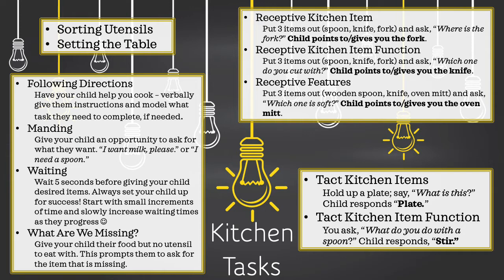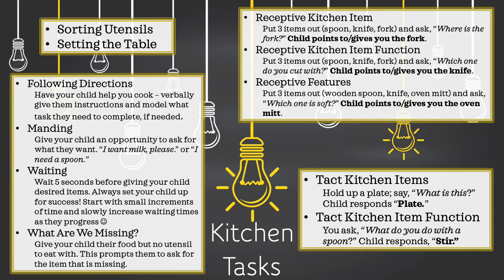When working on receptive programs, you would lay out 3 items, a spoon, a knife, and a fork, and ask, "Where is the fork?" Your child would point to or give you the fork. For receptive kitchen item function, you would do the same. Lay out a spoon, a knife, and a fork, but you would then ask, "Which one do you cut with?" The child would point to or give you the knife.